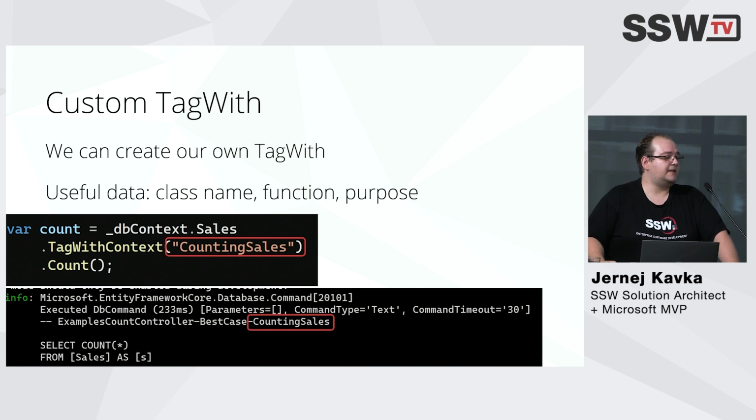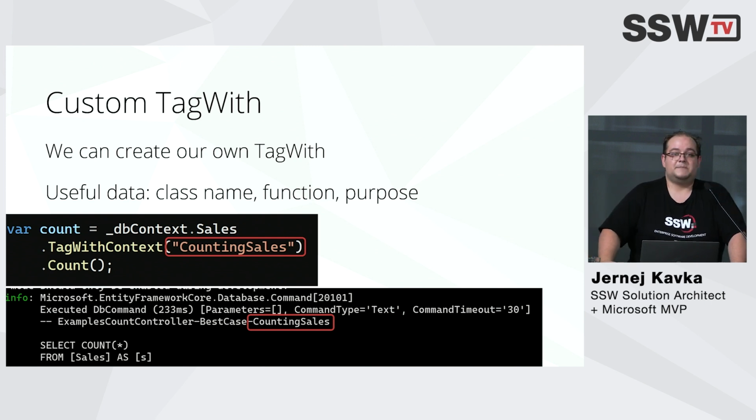And here what we get is a comment in the SQL where we have the class name, which is ExamplesCountController. We have the method, which is BestCase, and then we have the purpose, which is counting sales. It makes it very clear where it's coming from and what the purpose of that query is.